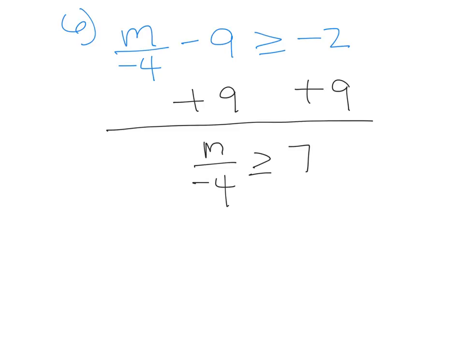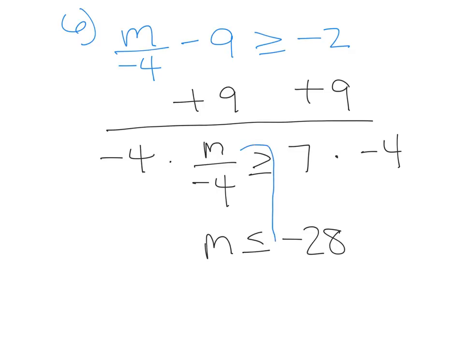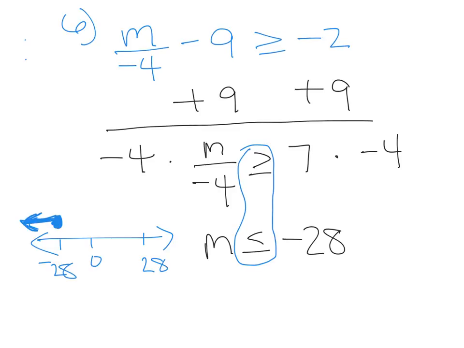First thing I did was I added 9 to both sides of the inequality. The next step, I multiplied both sides by -4, and please note that because I multiplied both sides by -4, I flipped my sign. And I came up with m is less than or equal to -28, so I put a closed circle on -28 and I shaded to the left.